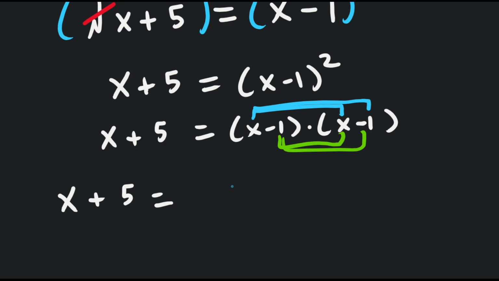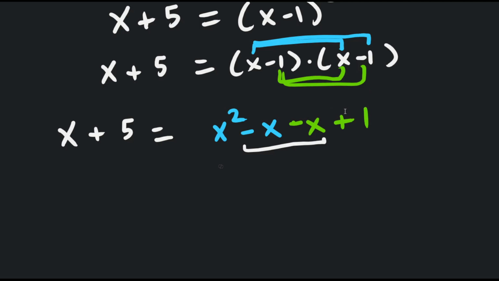So what is x times x? That is x squared. X times negative 1 is negative x. And negative 1 times x is negative x. Negative 1 times negative 1 is positive 1. These two like terms, negative x and negative x, can be combined to negative 2x. And let's write everything else down. So x squared minus 2x plus 1 equals x plus 5.